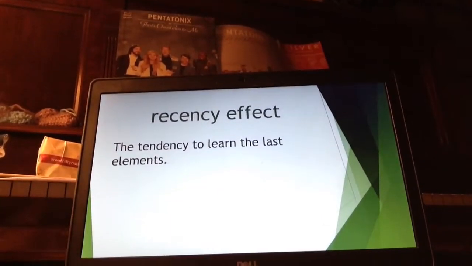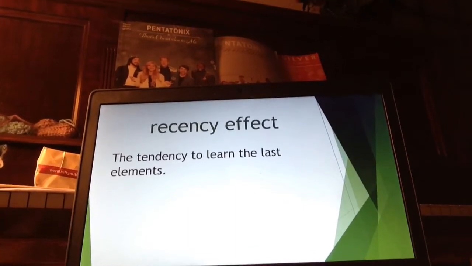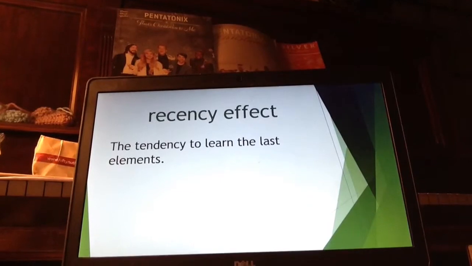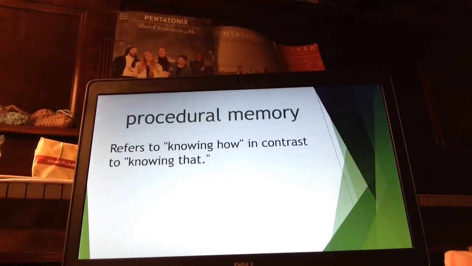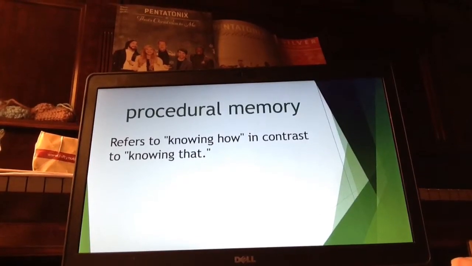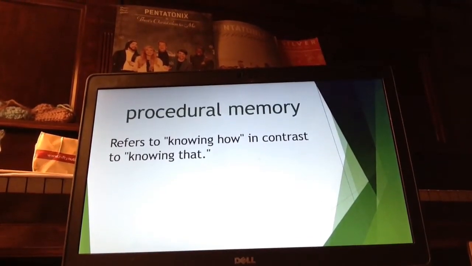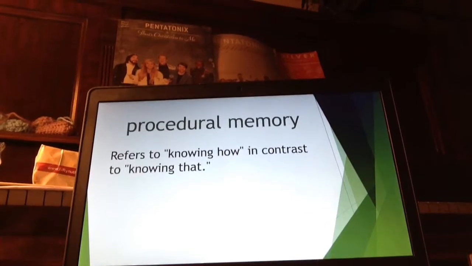Recency effect, the tendency to learn the last elements. Okay, so the primacy was learning the first, the recency is learning the last. Procedural memory refers to knowing how in contrast to knowing that. So knowing how something, you want to know the procedures, knowing the how.